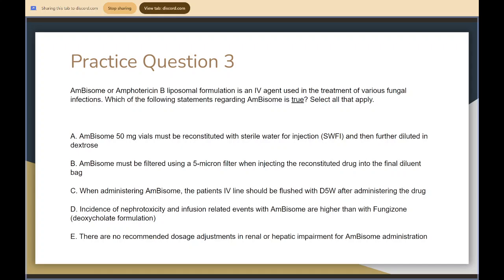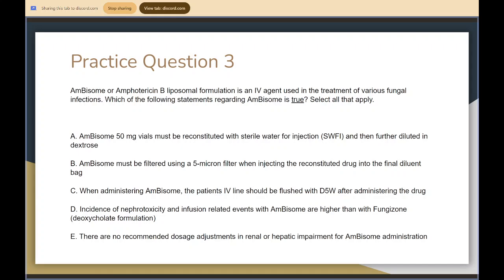AmBisome, or amphotericin B liposomal formulation, is an IV agent used in the treatment of various fungal infections. Which of the following statements regarding AmBisome is true? Select all that apply. Choice A, AmBisome 50 mg vials must be reconstituted with SWFI and then further diluted in dextrose. Choice B, AmBisome must be filtered using a 5-micron filter when injecting the reconstituted drug into the final diluent bag.